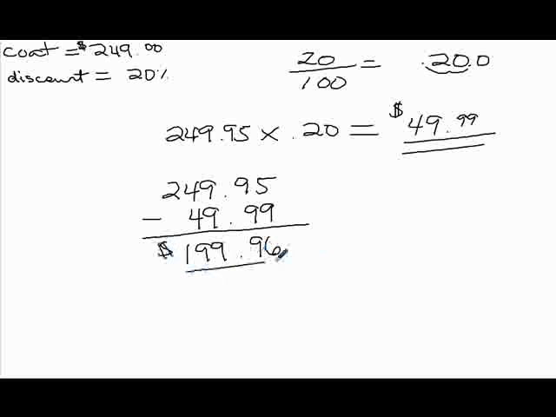Now this is the price that you're going to pay for the coat. That's the price that's going to be on the sticker. However, we can't forget about the lovely taxes that we have in Saskatchewan. We have 5% GST and 5% PST.